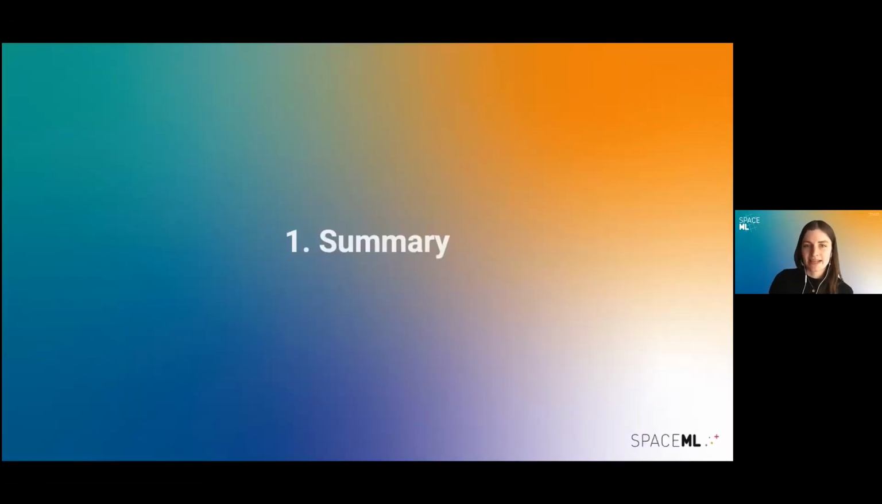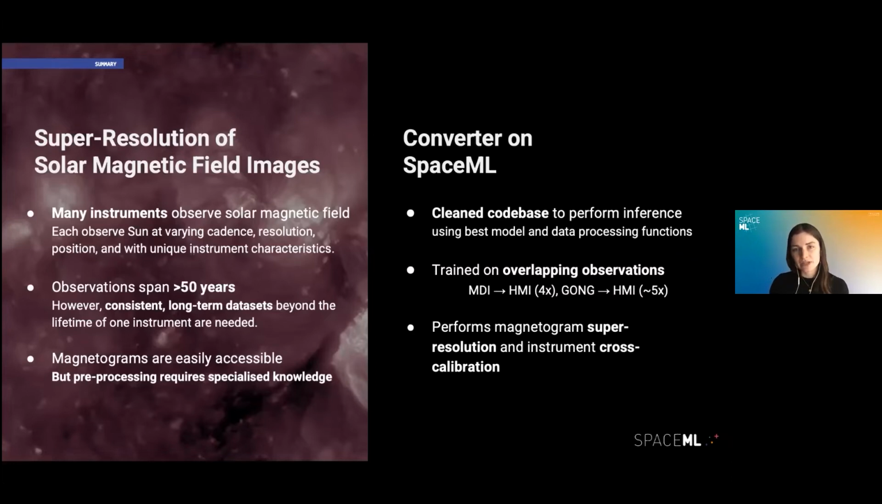So let's start with a quick summary of our project. Magnetic field images, known as magnetograms, have been measured by many different instruments. And these instruments all observe the sun at varying cadence, resolution, position, and with very unique instrument characteristics. And while observations are plentiful, long-term space weather studies often require consistent data sets that span timescales beyond the lifetime of one instrument. So the solar cycle is about 11 years, and ideally we would have data that spans multiple solar cycles. The amount of data, so more than 50 years of observations that we have, is of course ideal for computer vision and machine learning applications.